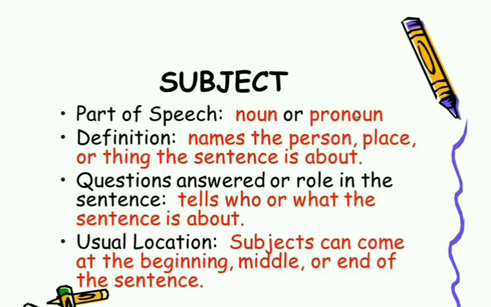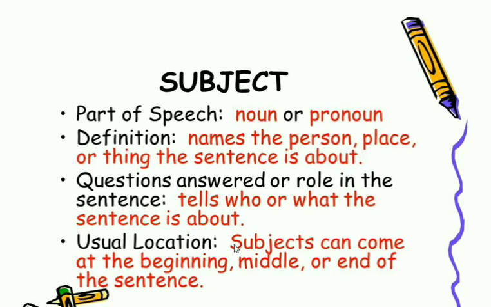Noun or pronoun can be a subject in a sentence. Noun or pronoun can be a subject. It names the person, place or thing the sentence is about. So subject is the person, place or thing the sentence is about. In the sentence we are talking about, maybe it's a person or a place or a thing, that is called the subject. Subject tells who or what the sentence is about.